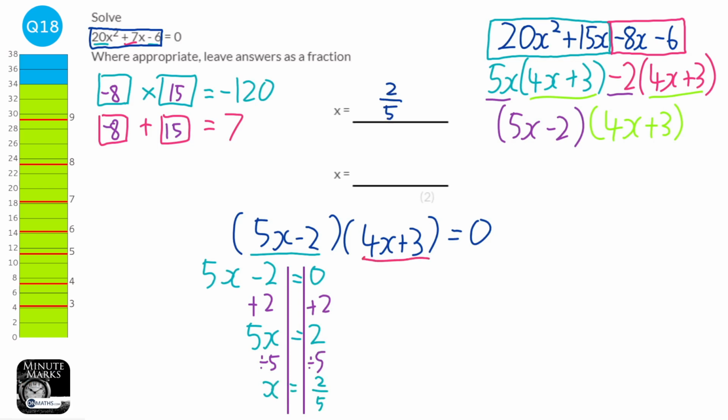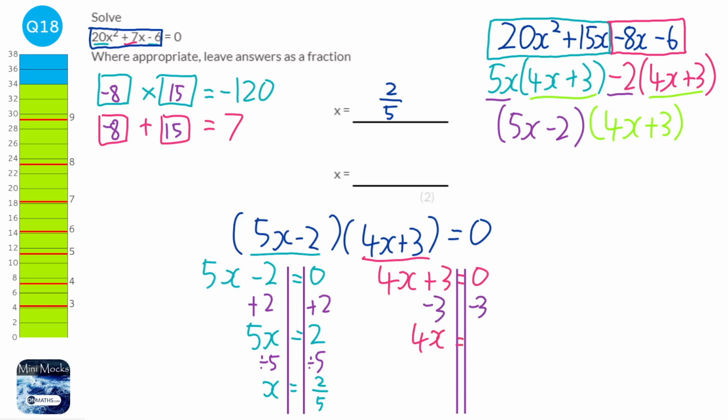We'll do exactly the same thing to the other side. So we're going to get it equal to 0. Get our lines down. And we're going to subtract 3 both sides. So that'd be 4x equals minus 3. And we're going to divide by 4 both sides to get x equals, that'd be negative 3 over 4. So our other solution is minus 3/4.